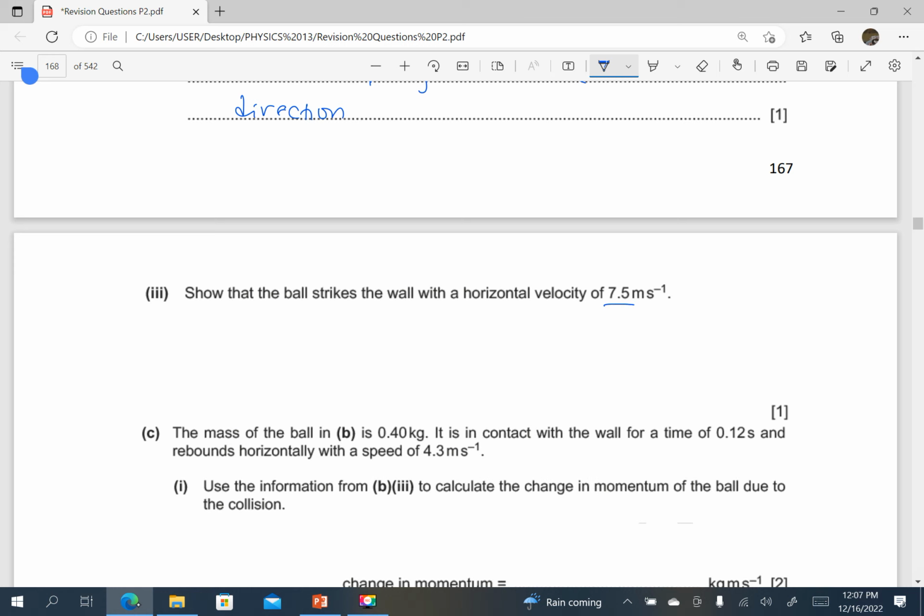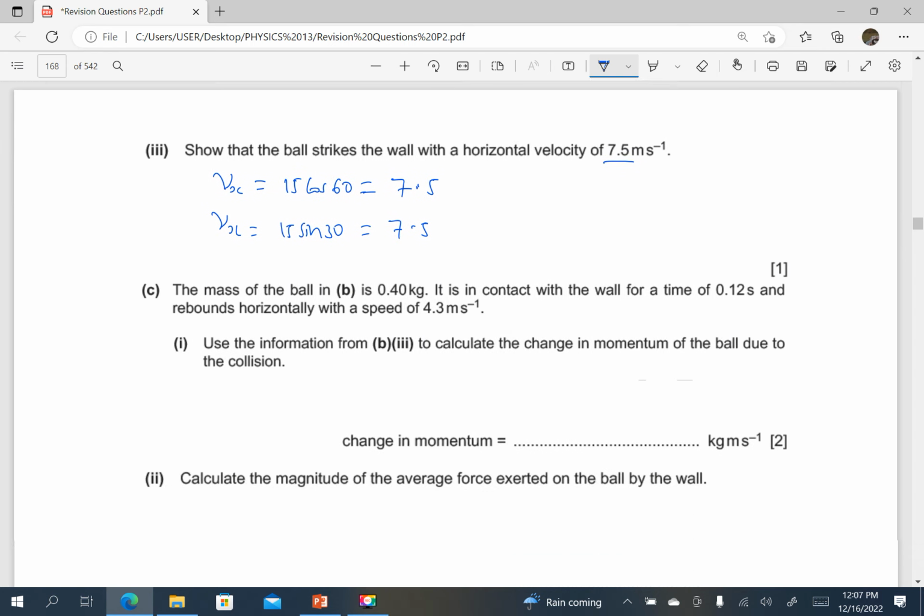We resolve horizontally. So Vx in the horizontal is going to be 15 cos 60. 15 cos 60, I think that is automatically 7.5. You can verify. Alternatively, you can say Vx is going to be 15 sin 30. 15 sin 30 is 7.5.